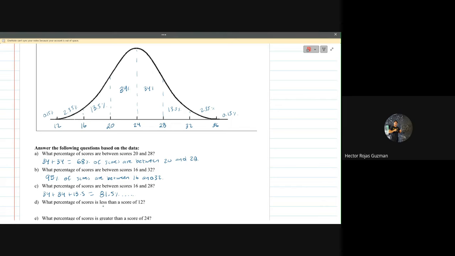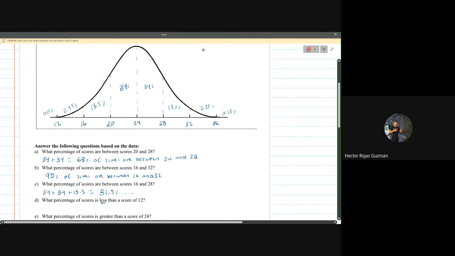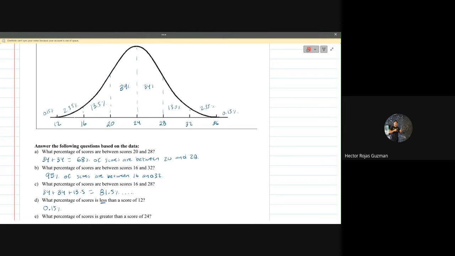What percentage of scores are less than 12? If you're talking about less than 12, first you have to identify the 12, and then talk about all the scores that are less than that, so to the left of it. We're going to say 0.15%. Make sure you put the 0.15, right? Don't just put 15%. That would be wrong. 0.15% are less than a score of 12. Finish the sentence.